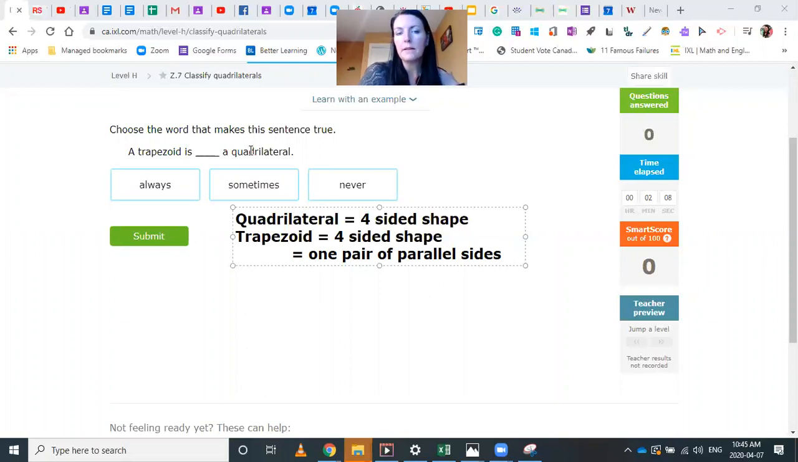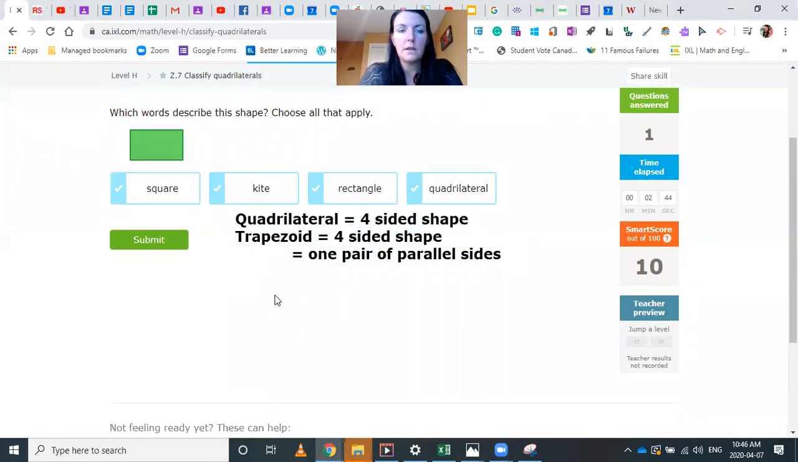Will it be anything else? No. So never a quadrilateral is not going to be our answer because we can see based on our definition here that it is a four-sided shape and that's what a quadrilateral is. Is it sometimes a quadrilateral? Well, is a trapezoid sometimes going to have four sides and sometimes not? No, it is always going to have four sides and a quadrilateral is a four-sided shape. So a trapezoid is always a quadrilateral.